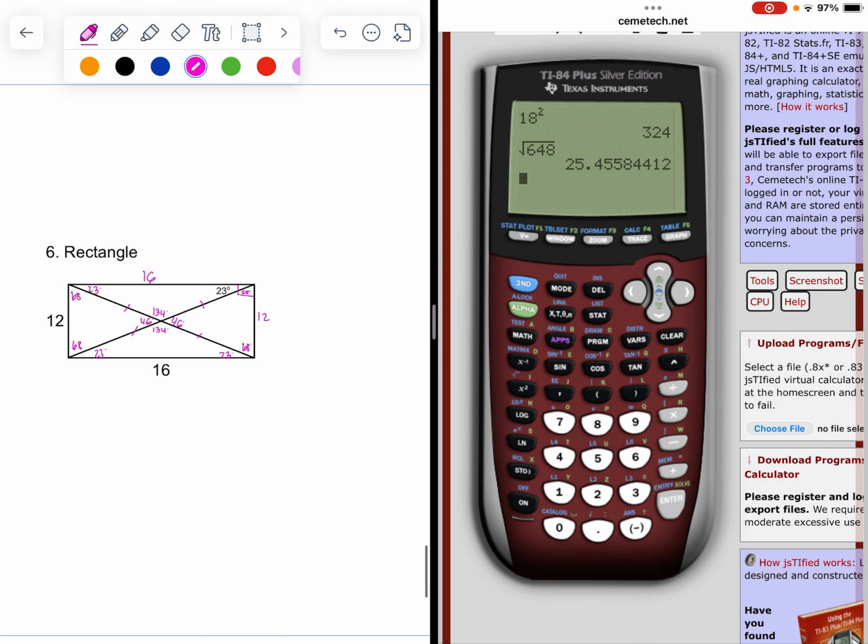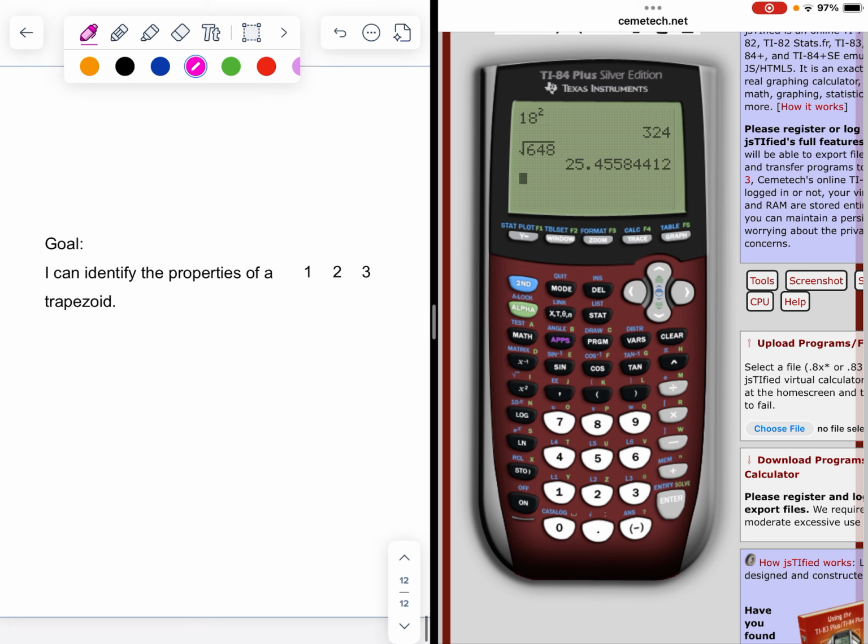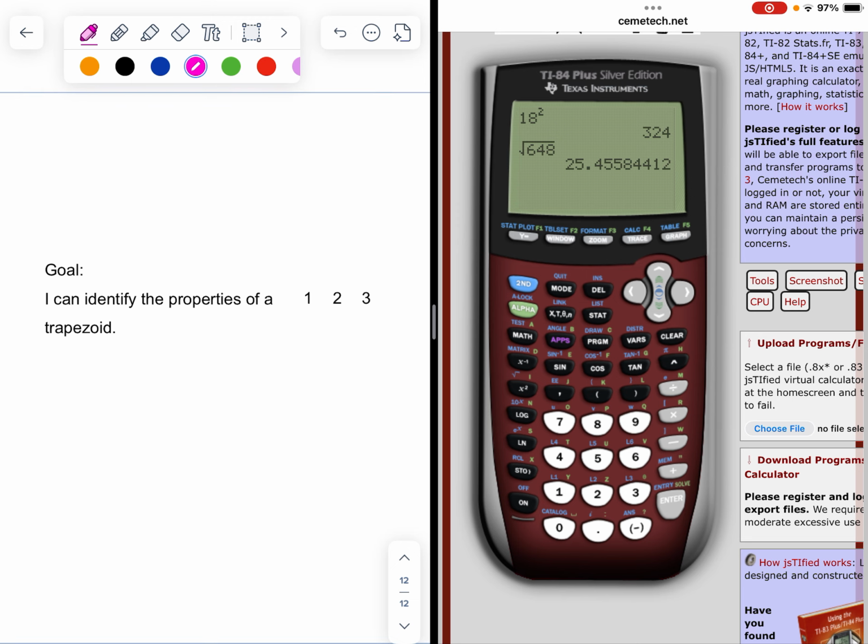Okay. All right, that's it for today's notes and practice. You can go ahead and re-rate yourself on I can identify the properties of a trapezoid. All right, that's it.